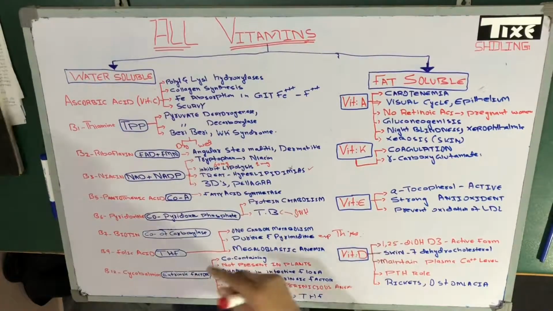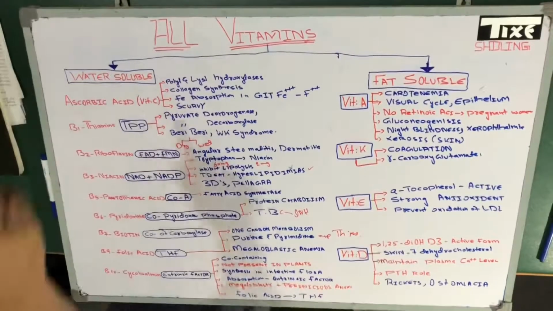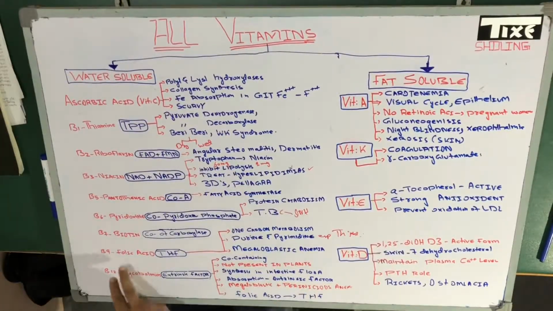This was a brief lecture combining the folic acid, cyanocobalamin, and ascorbic acid, which are actually important in converting the folic acid to the tetrahydrofolate. So that's it about the folic acid. Now let's move toward the cyanocobalamin.